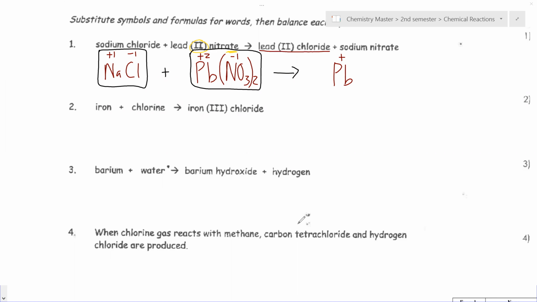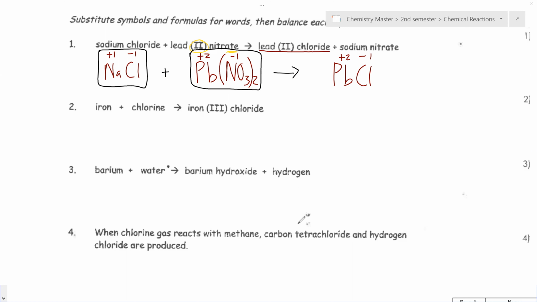We already said that chloride was Cl and it had a -1 charge. Sorry, this was a +2, okay? Your charges carry over, not your subscripts, which are the little numbers that sit low, but your charges do carry over.